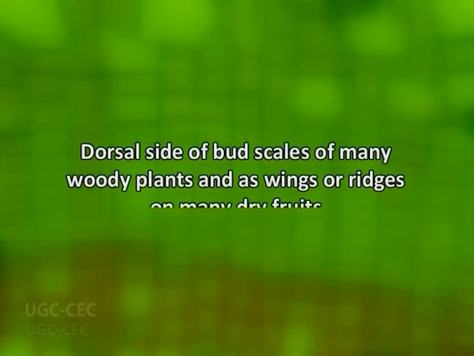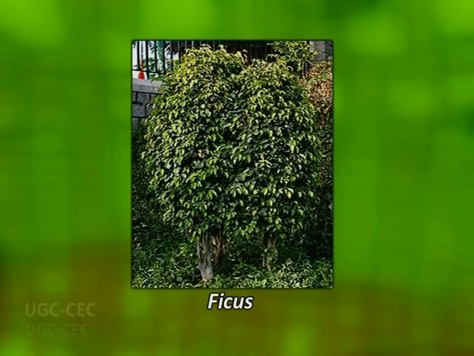The cork layers also occur on the dorsal side of bud scales of many woody plants and as wings or ridges on many dry fruits. They also occur rarely on leaves, as on the petioles of some species of Ficus.